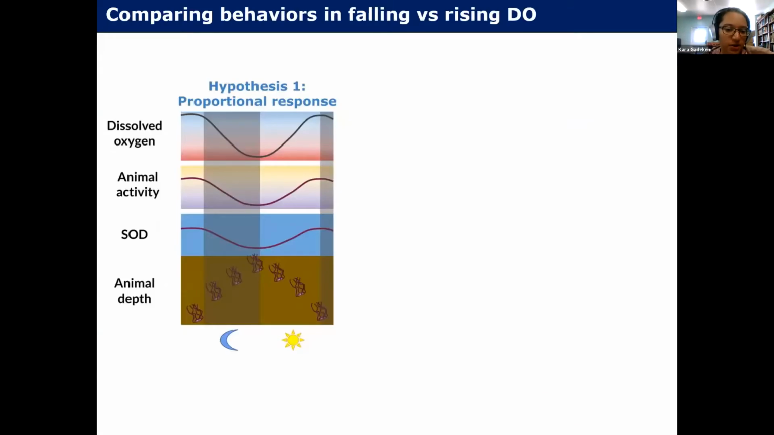So here we have a few different hypotheses about ways that oxygen history could be affecting animal behavior and sediment oxygen consumption. Here we have what I will call a proportional response, where the dissolved oxygen level is varying along the Diel cycle, and we get a corresponding variation in the amount of animal activity and in the sediment oxygen demand. So they're proportionally varying along the Diel cycle, with corresponding changes in their behavior or their depth of burrowing, things like that.